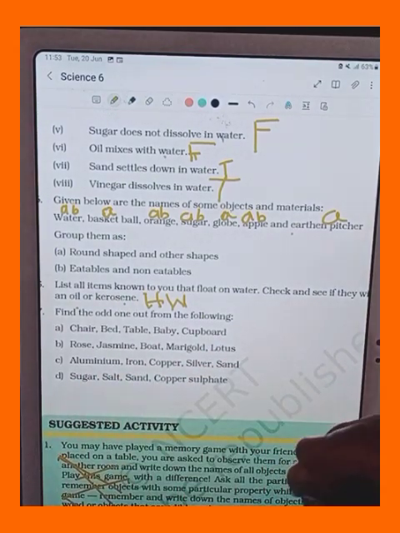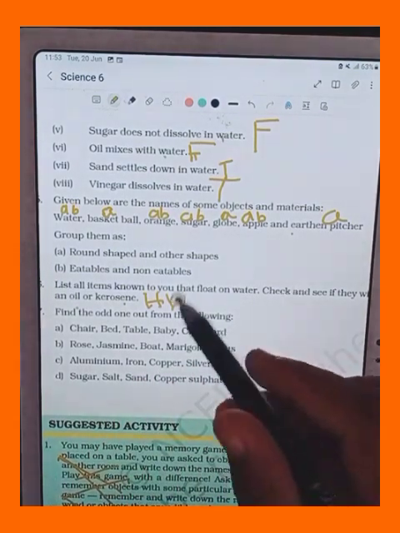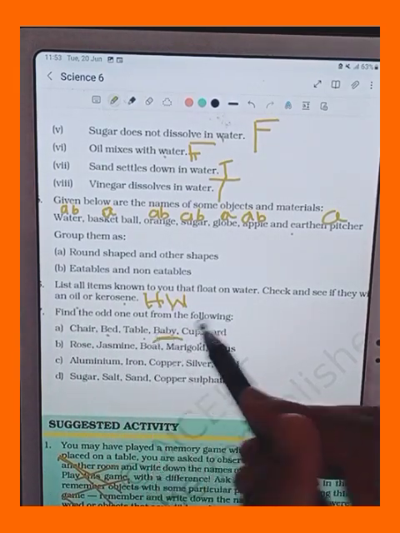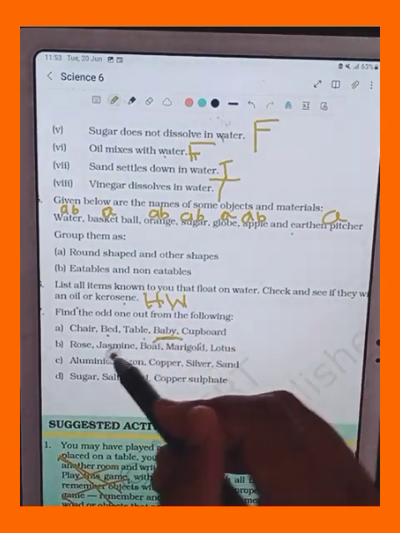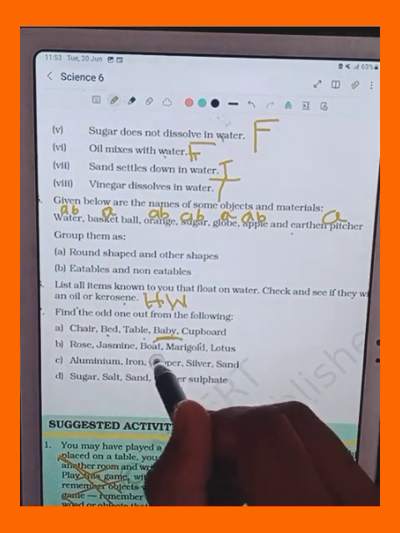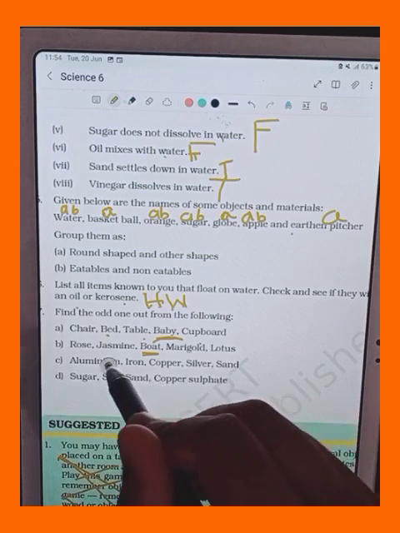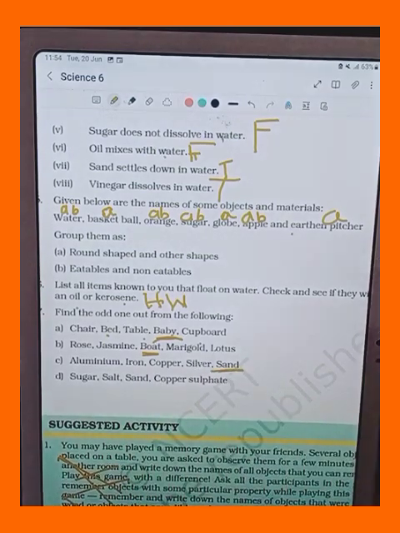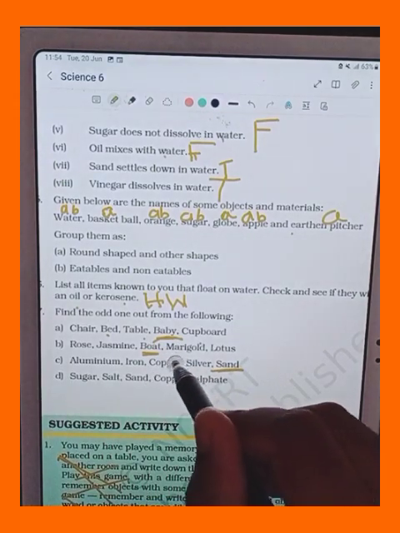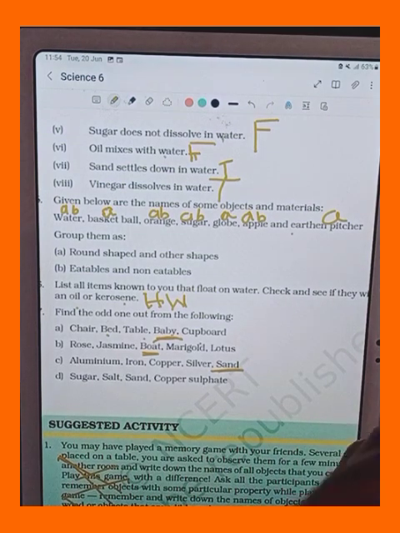Yes, and the 7th question: find the odd one out from the following. Chair, bed, table, cupboard. So baby, it's human, so it's living or non-living. Rose, jasmine, board, marigold, lotus. So all are flowers instead of board. Aluminium, iron, copper, silver. All are metals, but sand is non-metal. Sugar, salt, sand, copper sulfate.